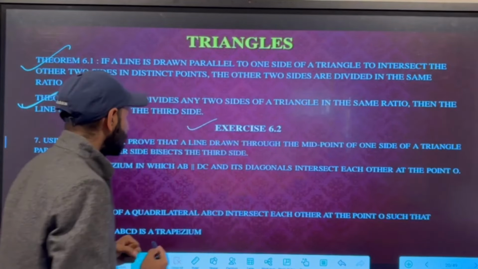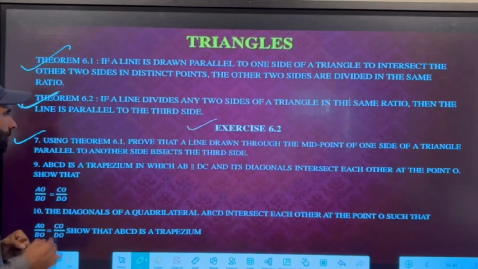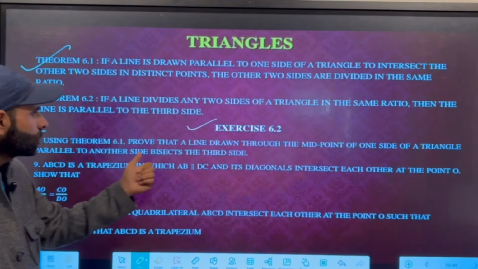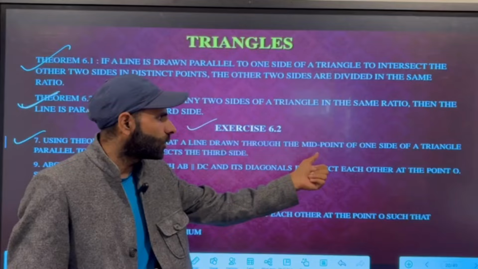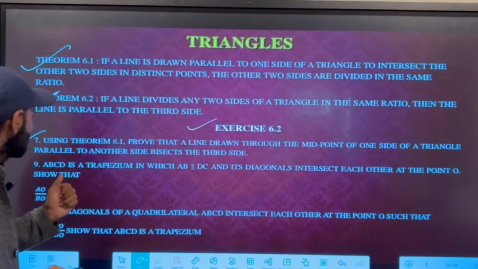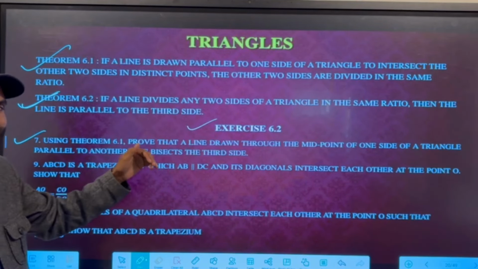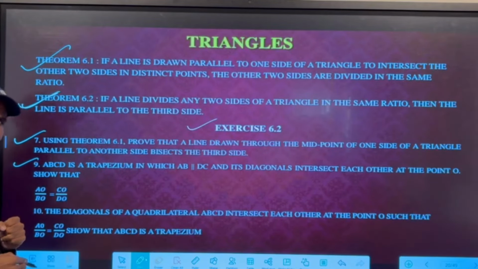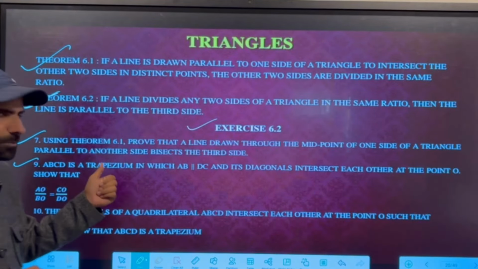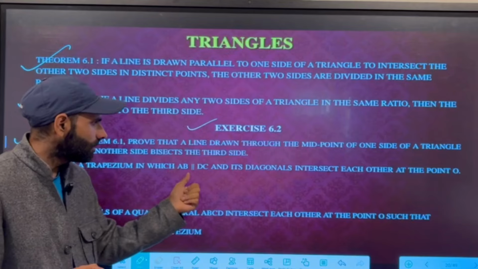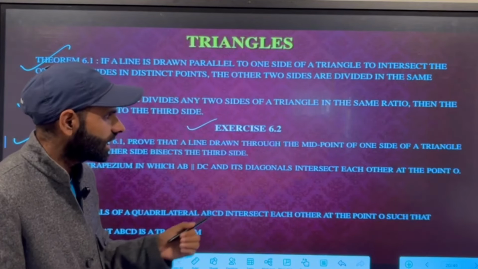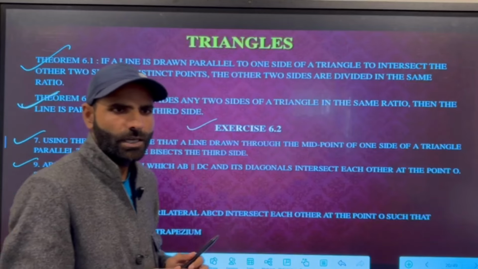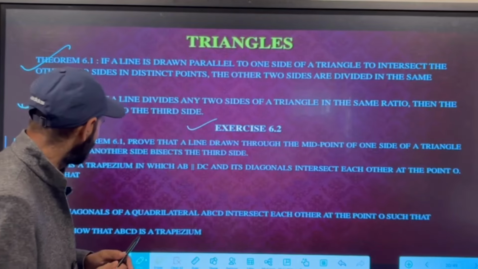Exercise 6.2, we have question number 7. Using theorem 6.1, it means BPT, prove that a line drawn through the midpoint of one side of a triangle parallel to another side bisects the third side. And question number 9, ABCD is a trapezium in which AB is parallel to DC and its diagonals intersect each other at point O. You have to prove AO by BO is equal to CO by DO.